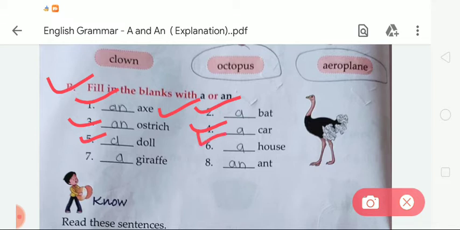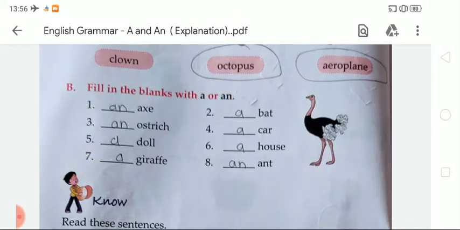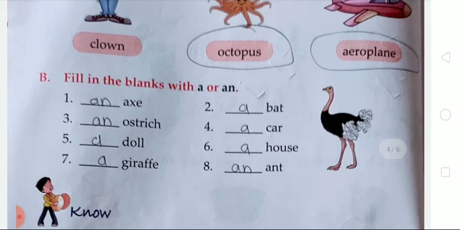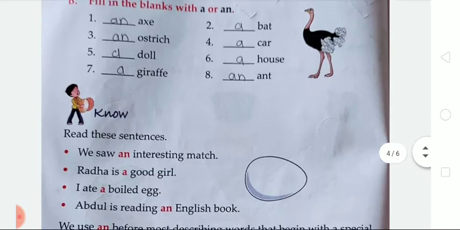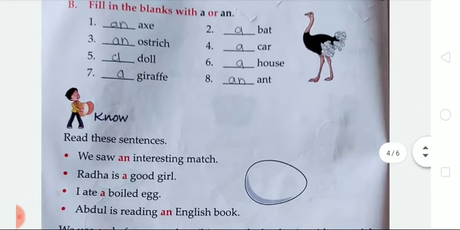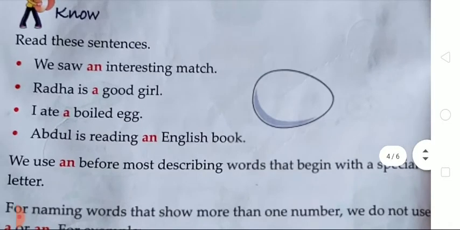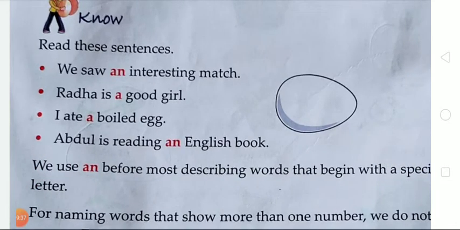In number 6, there is house. So we have to use a. In number 7, giraffe. So yes, we have to use a with giraffe. And in number 8, there is ant. So we have to use here an. So like this we have to complete the next exercise, that is exercise B. So after completing this exercise, now we are moving to the next. So now there are again some sentences for you. So you have to read these sentences.